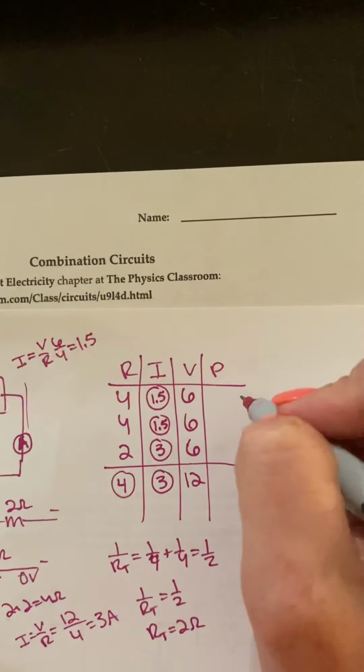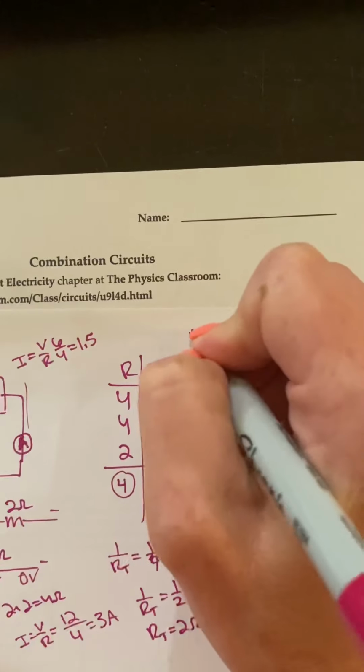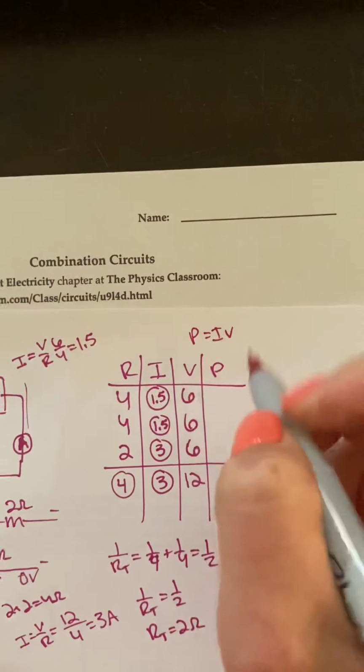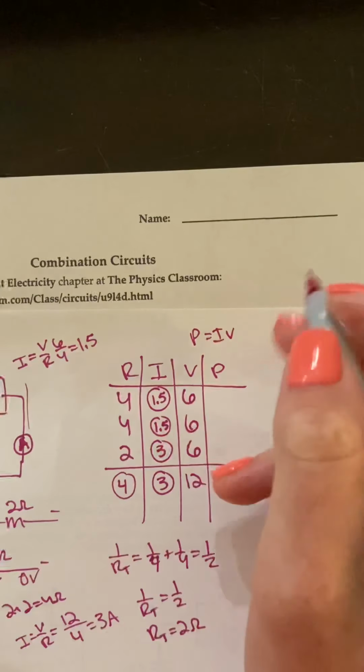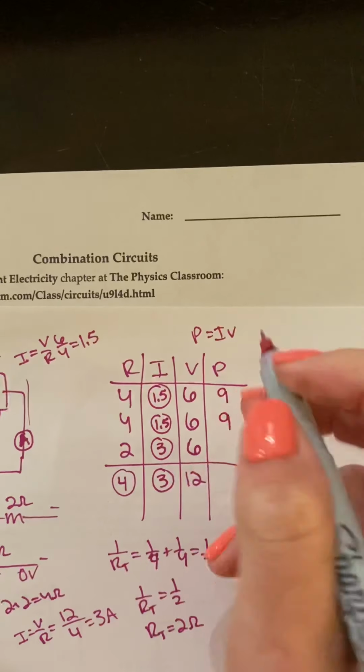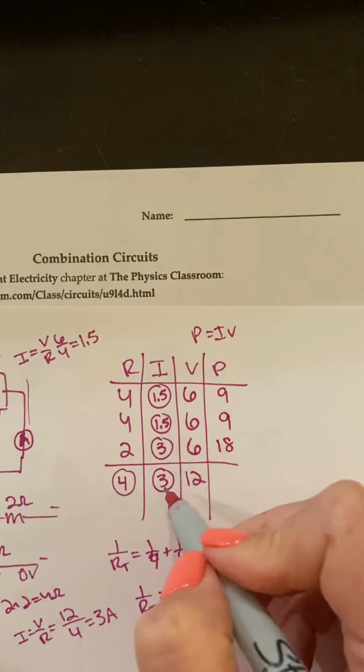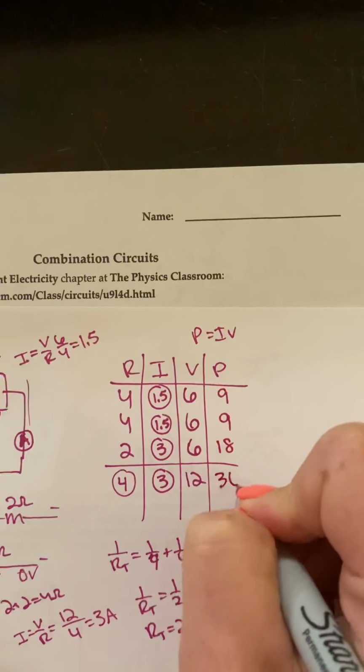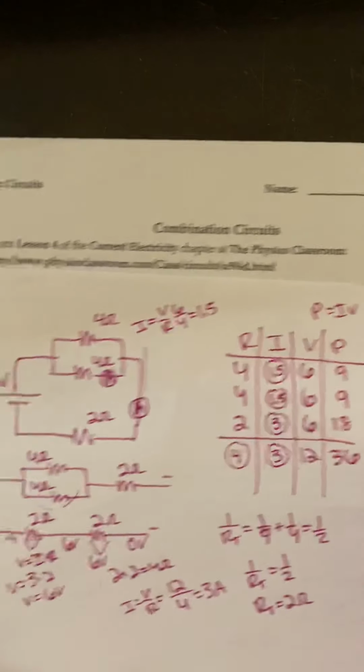And then last but certainly not least is our power as I times V. So 6 times 1.5 will give me 9. 9 plus 9 is 18, what is it, 36. There we go for the circuit.